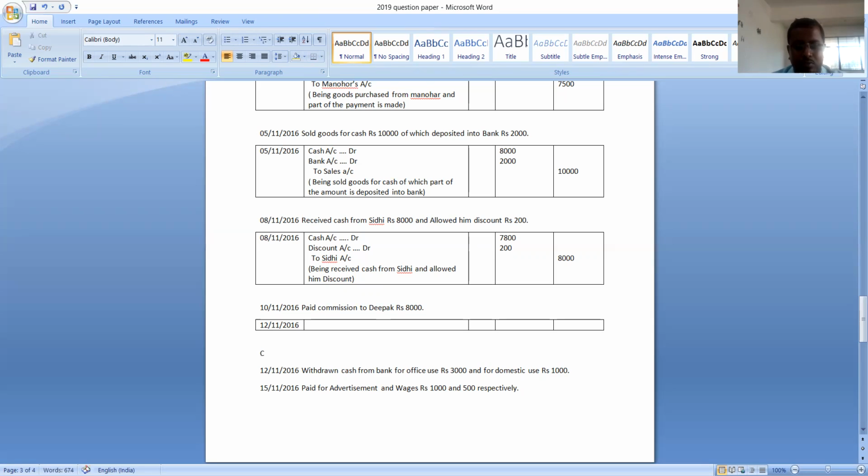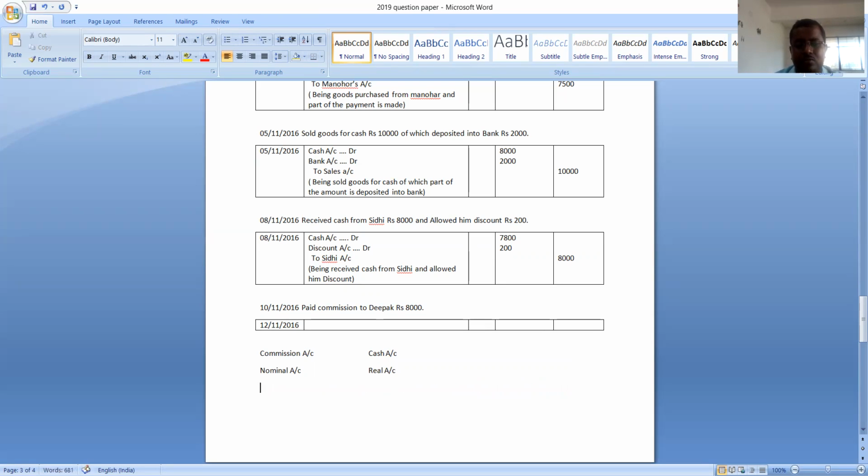So which are the two accounts here? One is actually commission account, and another one is a cash account. Understood? Paid commission to Deepak. Here we are giving it to Deepak as a commission. So Deepak is not important. What is important? Commission is important. Commission is actually expense in business. So it is which account? It is nominal account. Cash, it is which account? It is a real account.